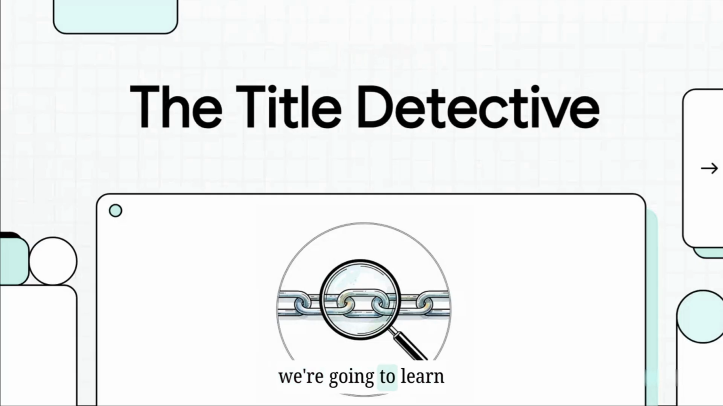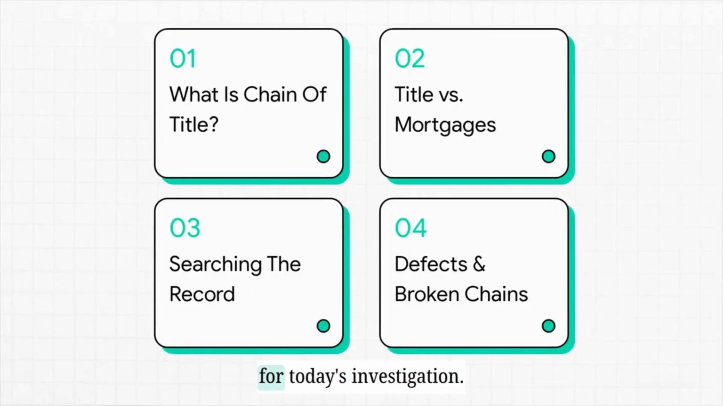In this explainer, we're going to learn exactly how to trace ownership history through the public record. So get ready, because today, you are the title detective. Here's our official docket for today's investigation. We are going to cover Section 1, what is a chain of title? Section 2, title versus mortgage assignments. Section 3, how to search the record. And finally, Section 4, defects and broken chains.